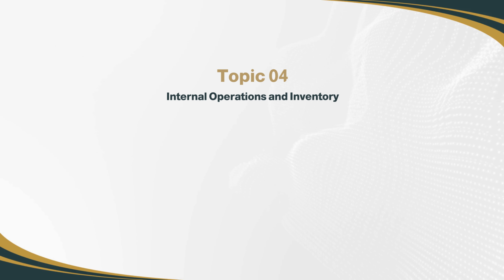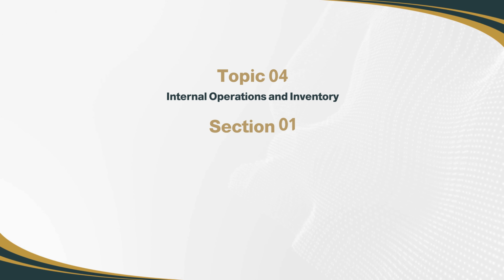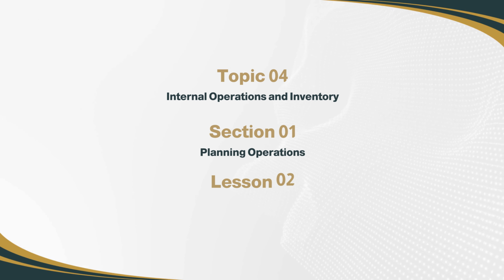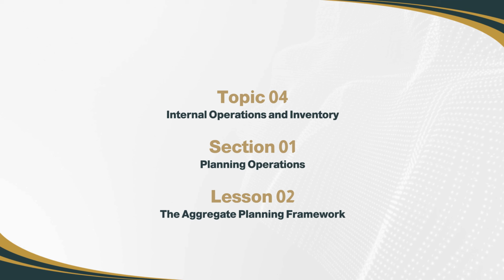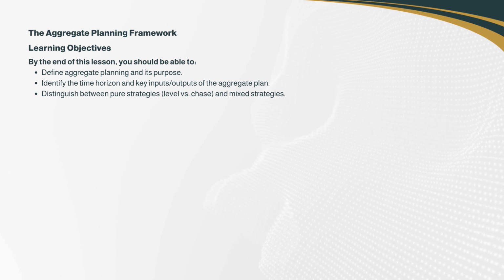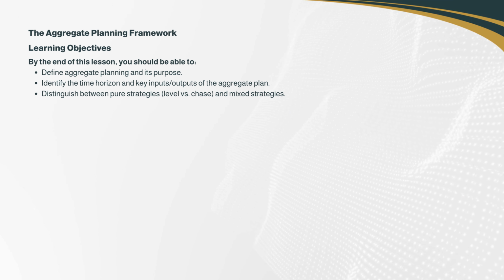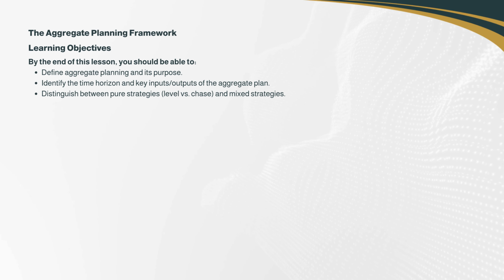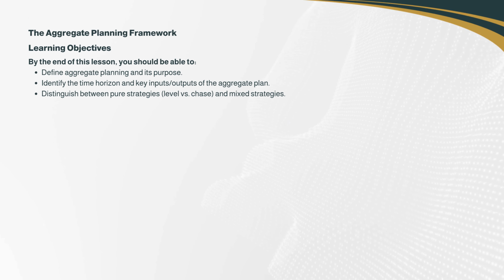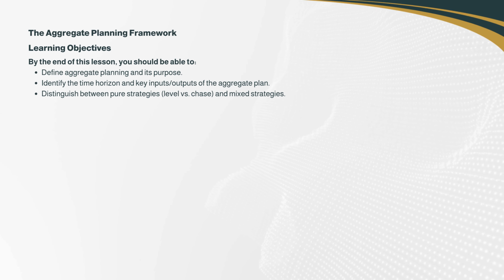Topic 4, Internal Operations and Inventory. Section 1, Planning Operations. Lesson 2, the Aggregate Planning Framework. Learning Objectives. By the end of this lesson, you should be able to define aggregate planning and its purpose, identify the time horizon and key inputs and outputs of the aggregate plan, and distinguish between pure strategies, level versus chase, and mixed strategies.